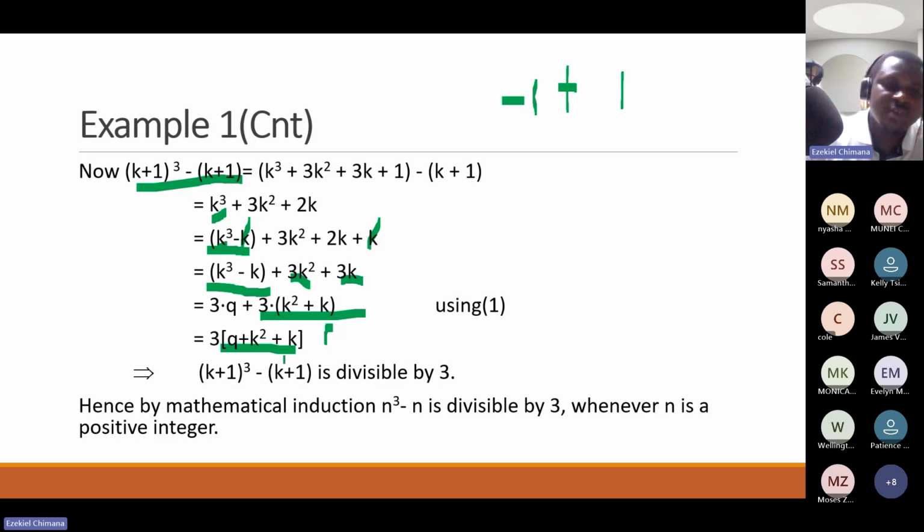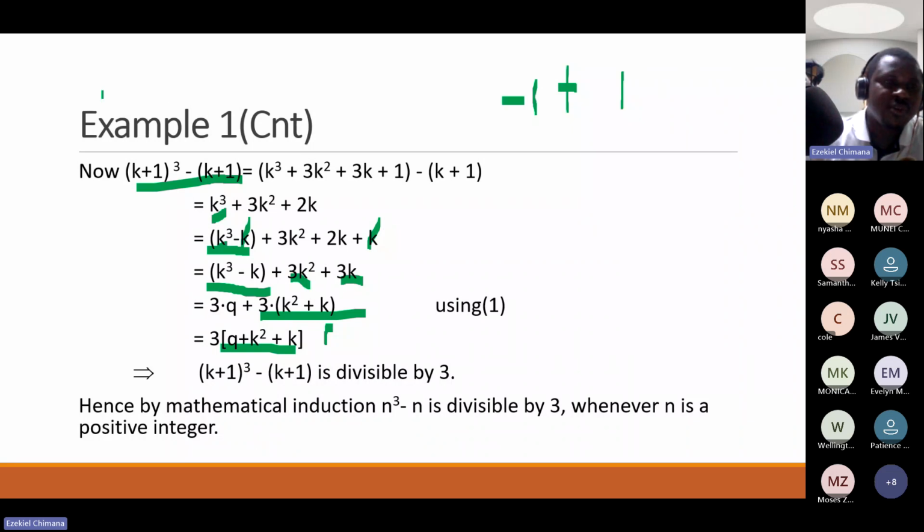So once you arrive here, you can actually say that hence by mathematical induction, n cubed minus n is divisible by 3 whenever n is a positive integer, just like that. So that's how you prove by divisibility.